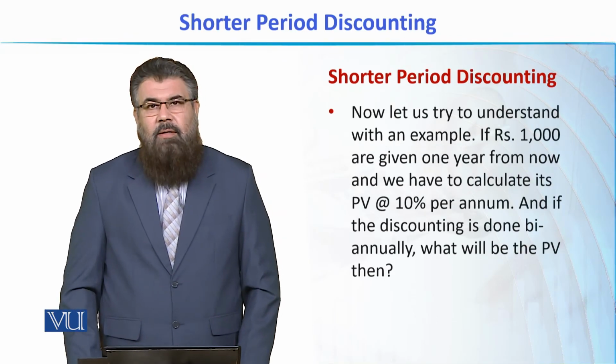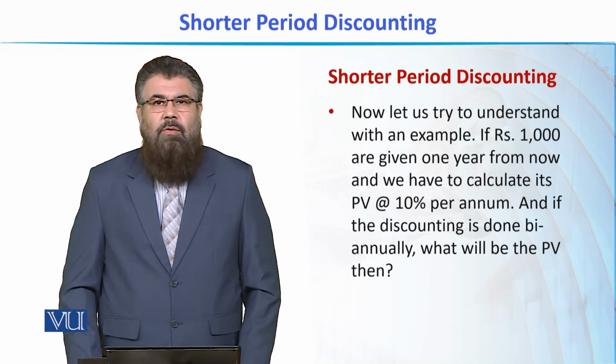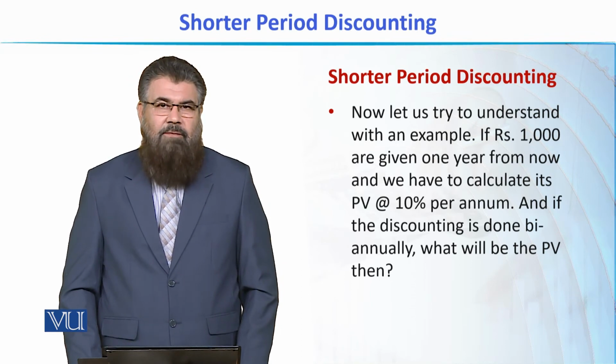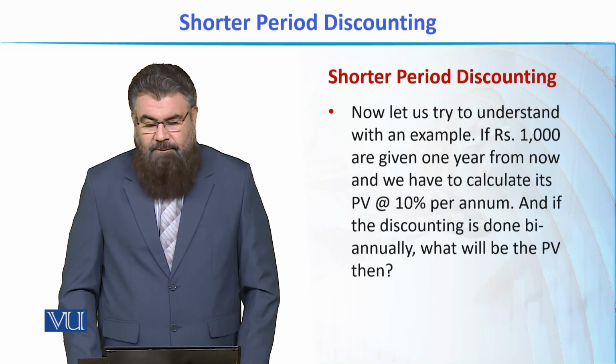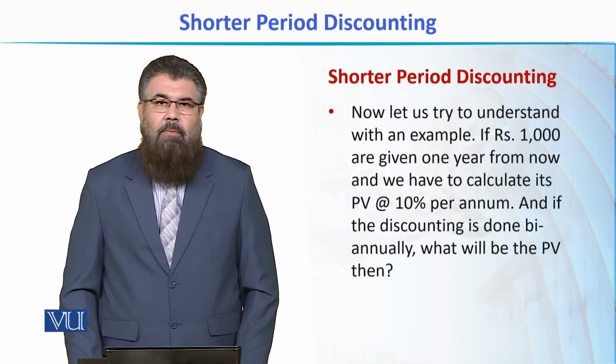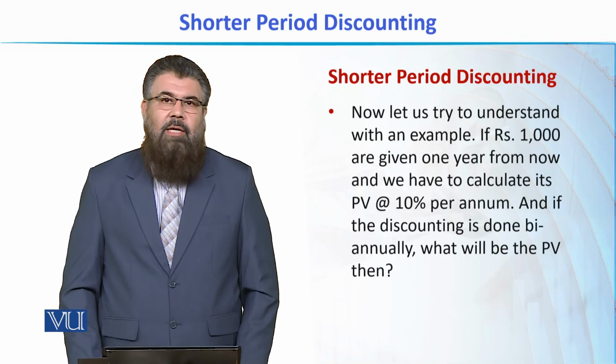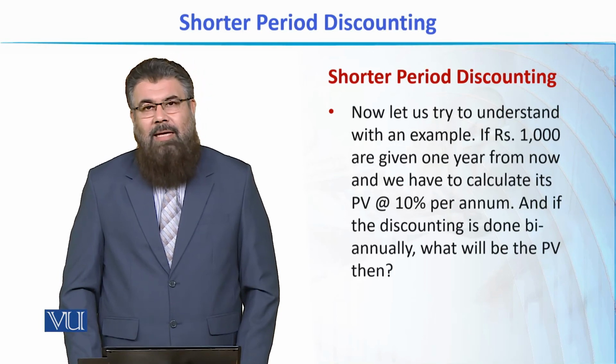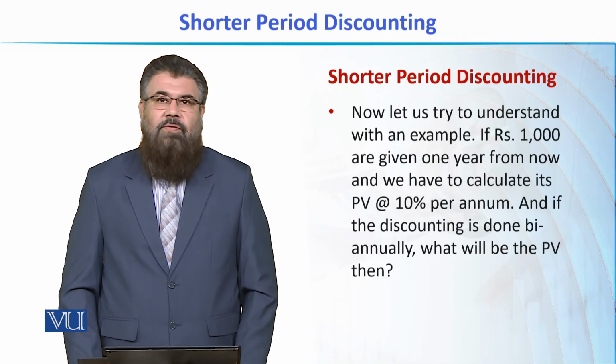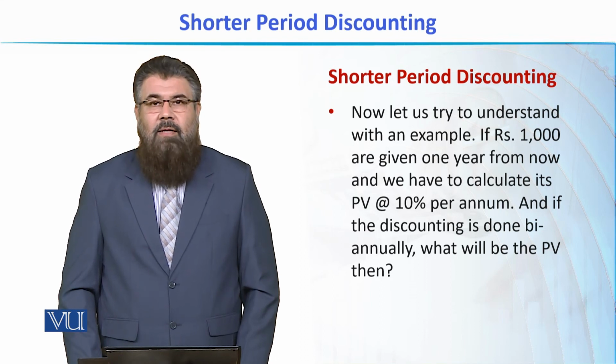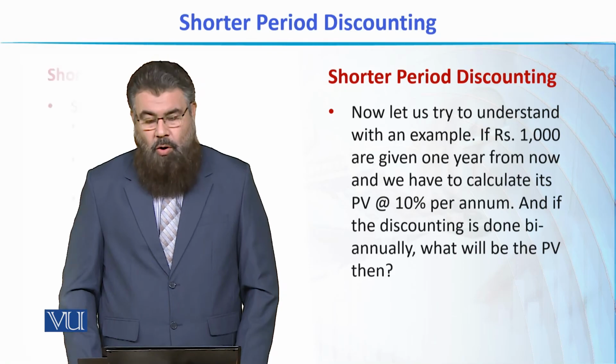Now let's take a look at an example and try to understand the concept with the help of some numbers. If we have 1000 rupees which are 1 year from now, and we want to discount it at the rate of 10% per annum, what will be the present value? And then we'll calculate the present value when we apply the discounting twice in a year. And we'll compare the two values and see whether we get a different present value or not.